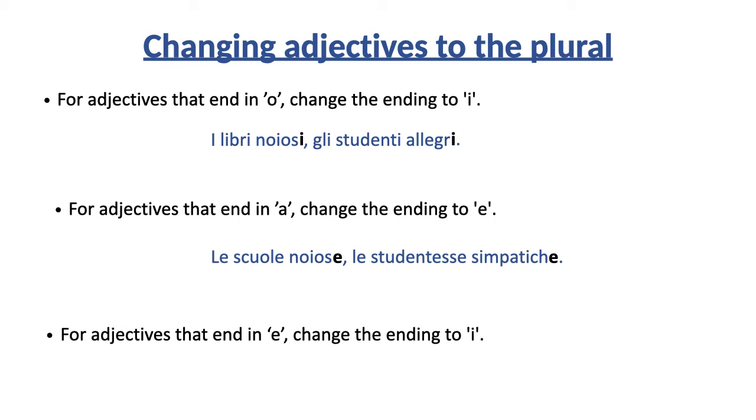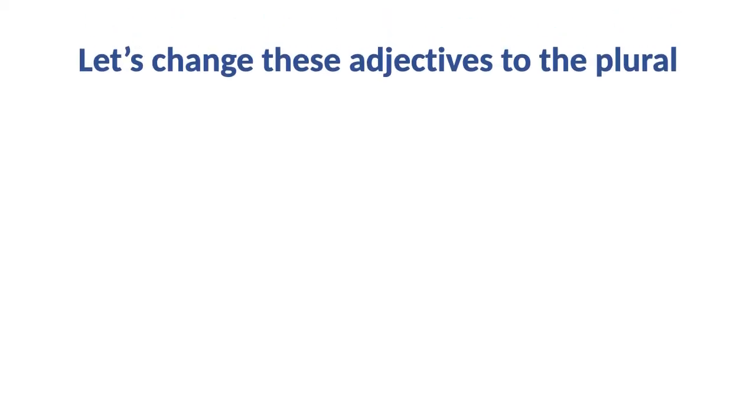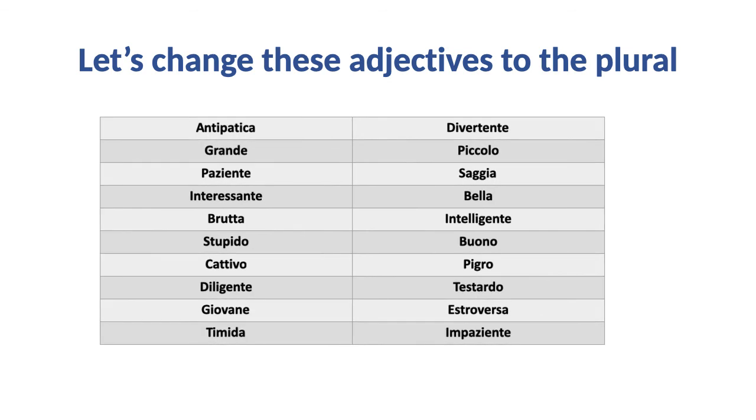And then lastly, for adjectives that end in E, we change it to I, following the rule of E goes to I. So intelligente becomes intelligenti in all cases, right? Gli studenti intelligenti or le studentesse intelligenti. E goes to I. So we just follow the rules for the plurals, right? Bearing that in mind, let's finish this review with an exercise in which we change adjectives to the plural, okay? I'll give you singular forms and you think about the plural forms.